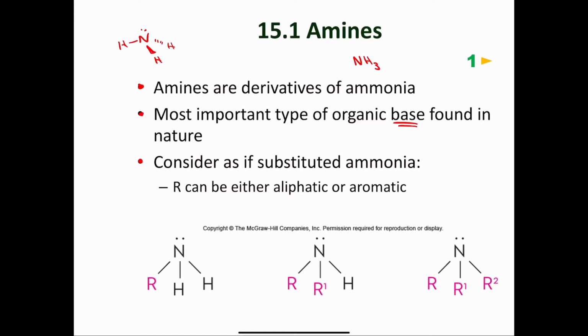So if we were to take ammonia and replace one of the hydrogens with an R group, as is shown over here, we get an amine. This is called a primary amine because it only has one R group and two hydrogens. If we have two R groups and one hydrogen, we call that a secondary amine. And if we have three R groups and no hydrogens attached to our nitrogen, we call that a tertiary amine, and you probably guessed that anyway.